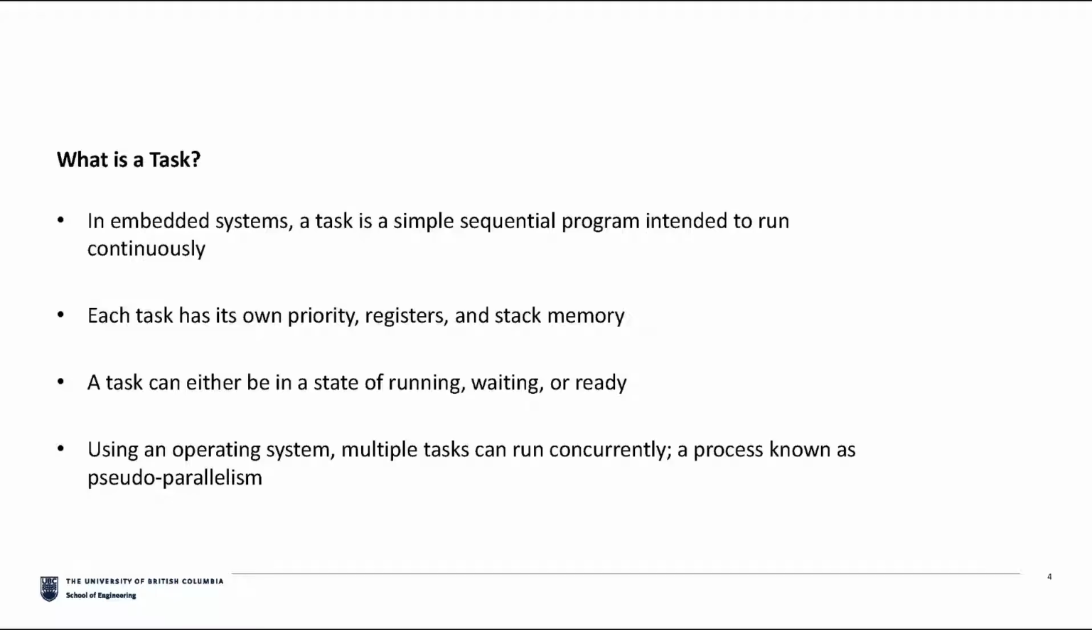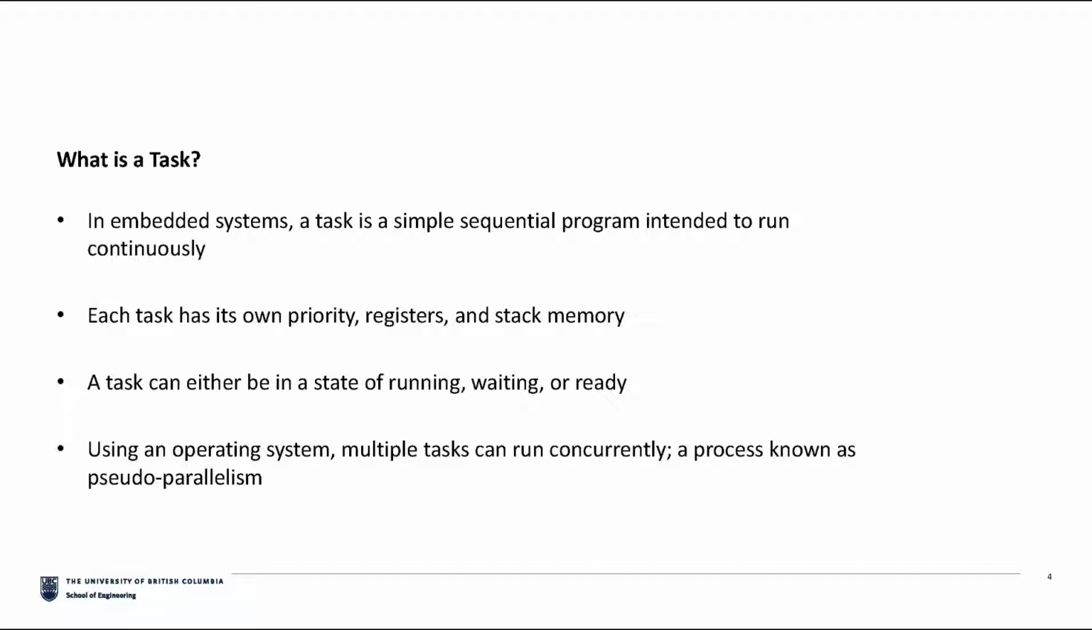In embedded systems, tasks are small pieces of a program that operate continuously. The definition of a task is somewhat fluid, and often you'll hear the terms thread or process used interchangeably. Technically speaking, those terms are more specific, but it doesn't matter for this course. Each task has its own registers and stack memory, and is defined by a priority. More vital tasks, such as one dealing with deployment in an airbag system, will have a higher priority compared to others. A task can be in a number of states, including running, waiting, or ready.